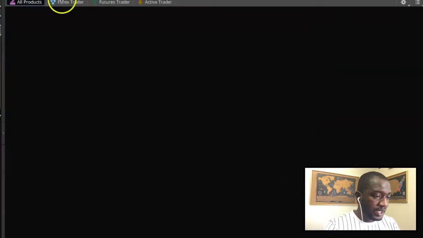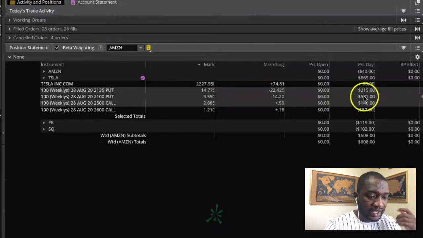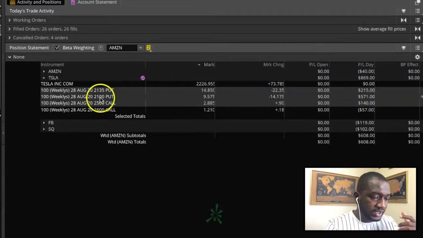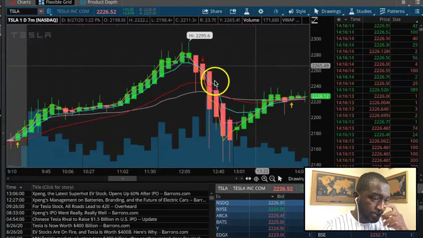I sold it, and then I waited again to see what was going to happen for this second trade. So I bought. This was a $2,100 put, a $2,100 strike on the option chain.